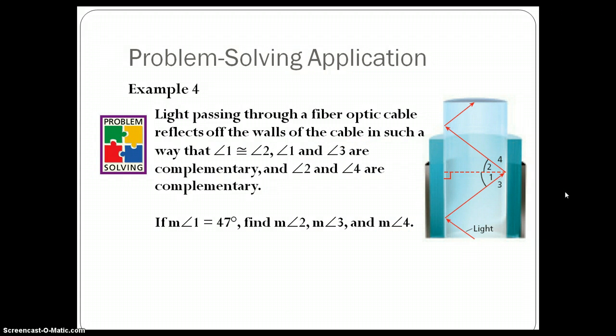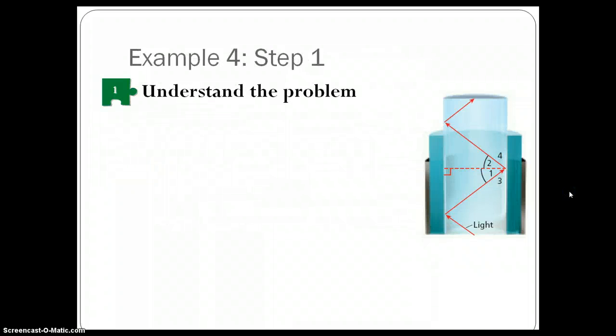This is a little bit more complicated problem. Light passing through a fiber optic cable reflects off the walls of the cable in such a way that the measure of angle 1 is congruent to angle 2. Angle 1 and 3 are complementary, and 2 and 4 are also complementary. If the measure of angle 1 is 47 degrees, we want to find the measure of angle 2, 3, and 4. So first of all, we need to understand the problem.